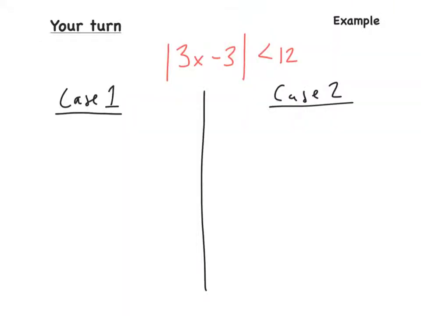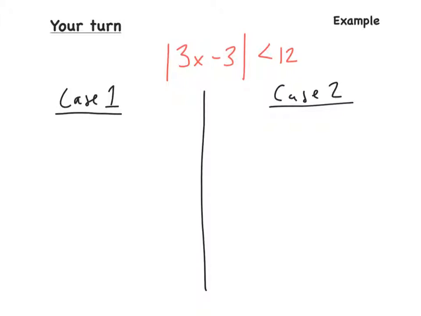So what I want you to do now is I want you to try to solve this absolute value inequality. And look back on your notes to try to help you and solve it. So this is the absolute value of 3x minus 3 is less than 12. So pause the video, solve it for both cases, and then unpause the video when you're ready to see what I've done.